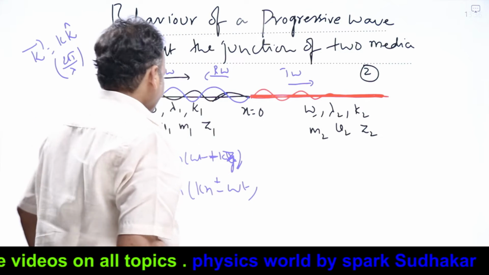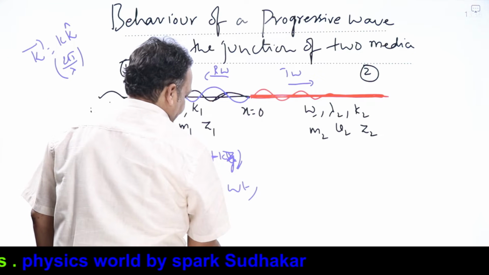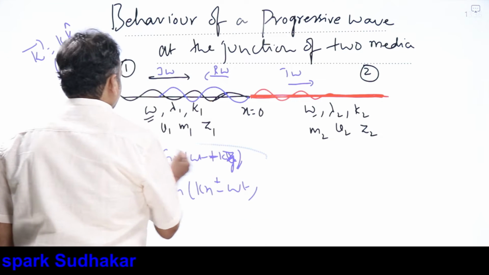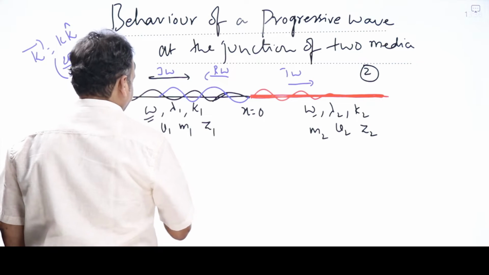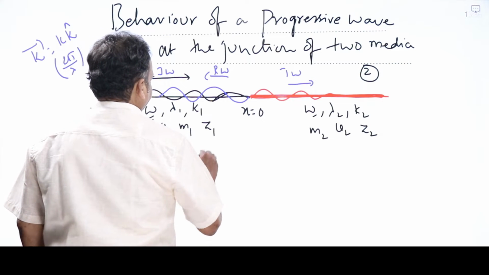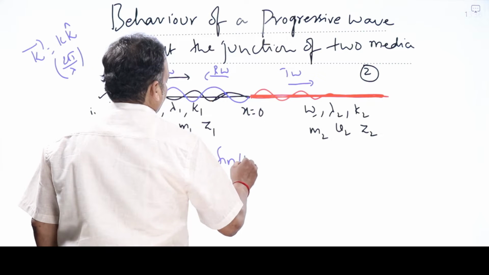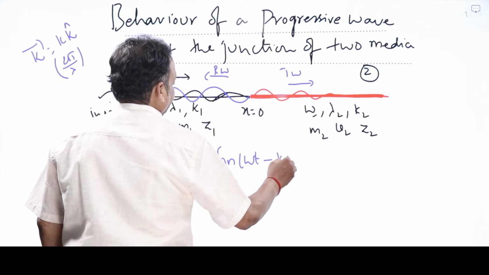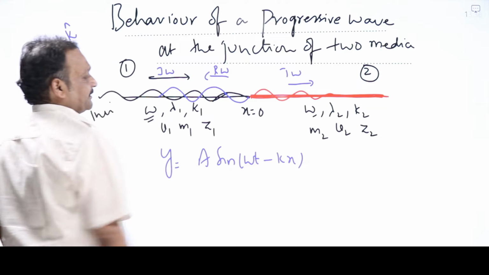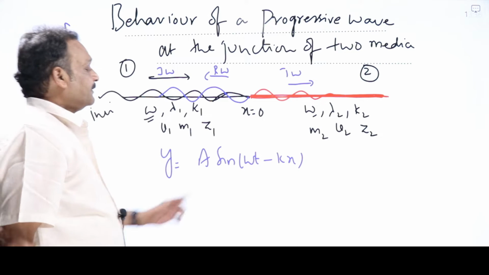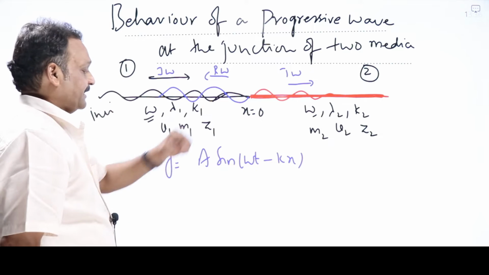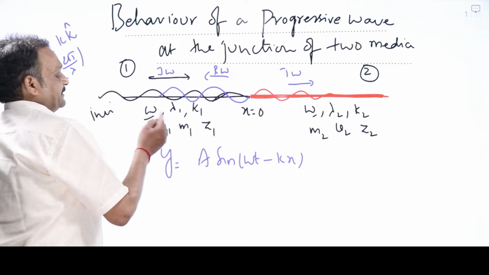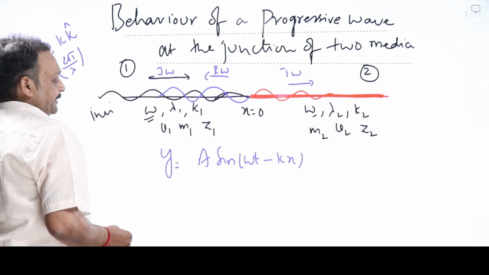Right now, the general expression is y equal to A sine(omega t minus kx), because I am taking the x axis as my direction of propagation. The minus sign implies the wave is propagating along the positive x direction. A is the amplitude of that wave.